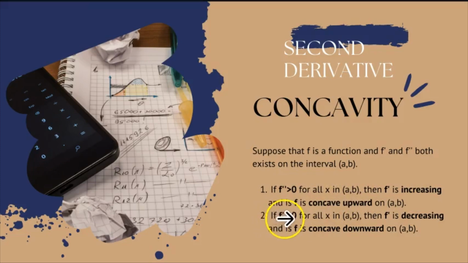Number 2, if f double prime is less than 0 for all x in the open interval AB, then f prime is decreasing and f is concave downward on the interval AB.